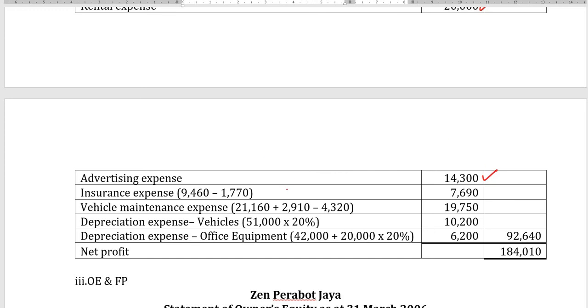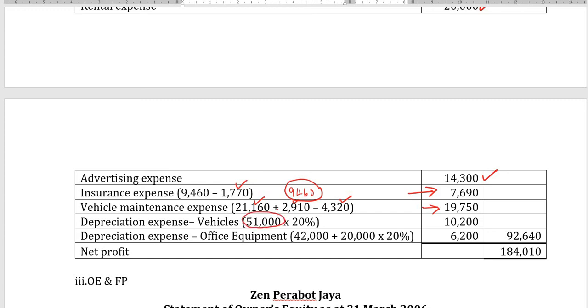Okay, untuk insurance tadi dia dah bagi tahu kita bayar 9,460, tapi dari 9,460 ni 1,770 is actually prepaid. So yang betul-betul expenses ialah 7,690. Okay, alright. You need to do adjustment for vehicle maintenance expense. Okay, this is payable, right? Okay, so bila payable, your cash paid, okay, plus CF minus PF. So the vehicle maintenance expense ialah 19,750.